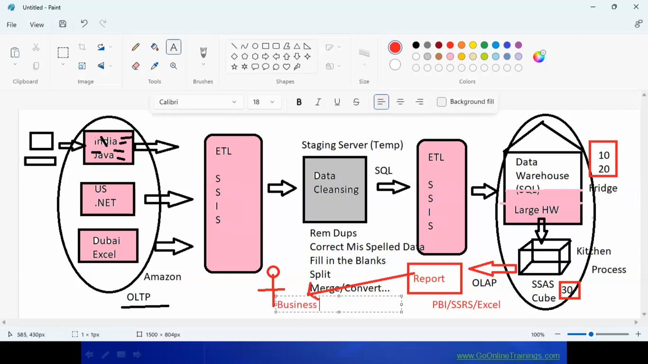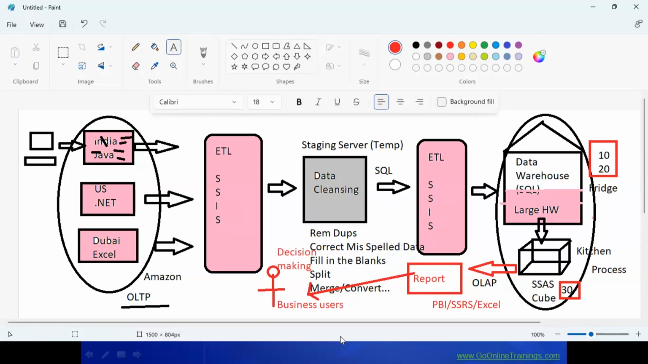So business users are going to be using this report and they will take the decision making. Decision making can be done with the help of your report. So what is your role in the company? You will work with SSIS, with the data warehouse, with SSAS, and with Power BI. That is what you're going to be doing. Clear? So what exactly are you going to be doing?